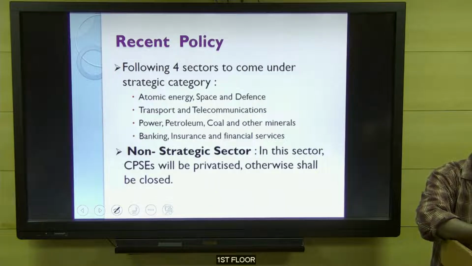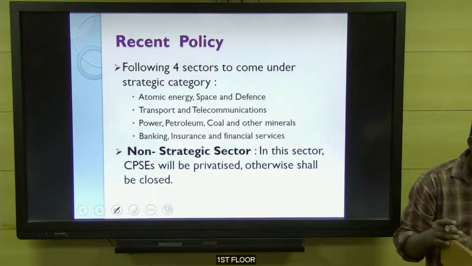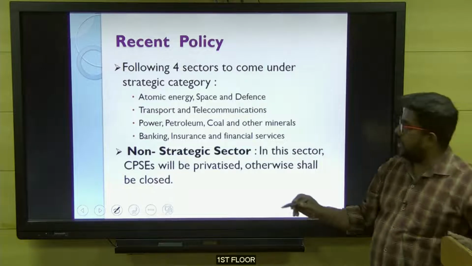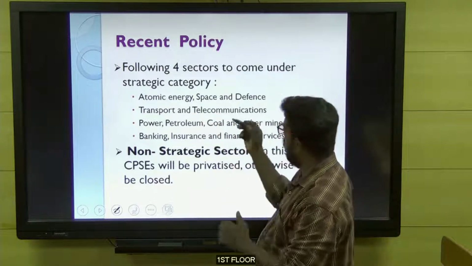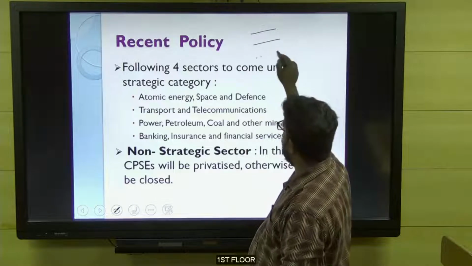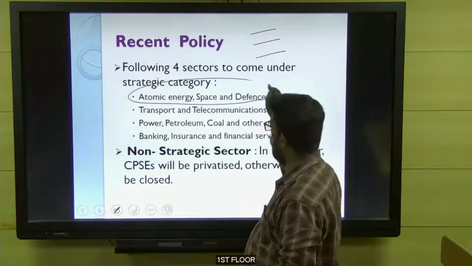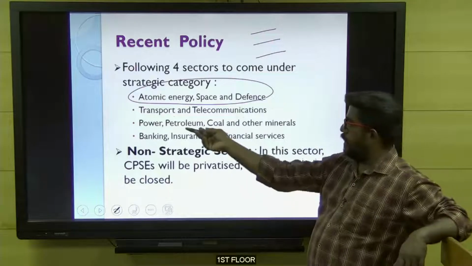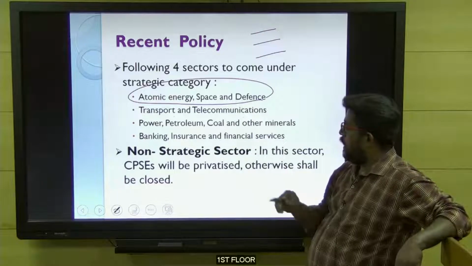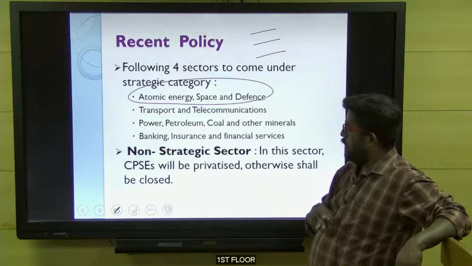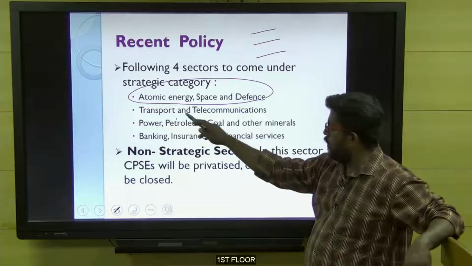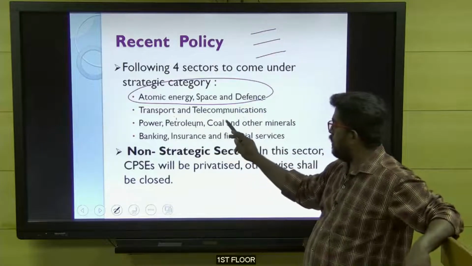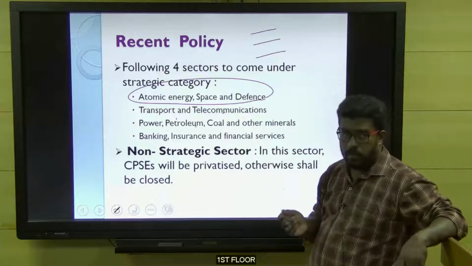And then Karthik, similar to minimum government and maximum, yes, Karthik can take in that sense. Have only maximum 4 sectors. Government can have maximum 4, but under the 4 we have different ones. Atomic energy, space, defense are not given as 4, it is atomic energy 1, space 1, defense 1. So the 3 itself they have given here. Transport and telecommunication, okay. And then power, petroleum, coal and other minerals, banking, insurance and financial services. So 4, 5, 6, 7, 8, okay, 9 and then 10, like we got many more sectors.